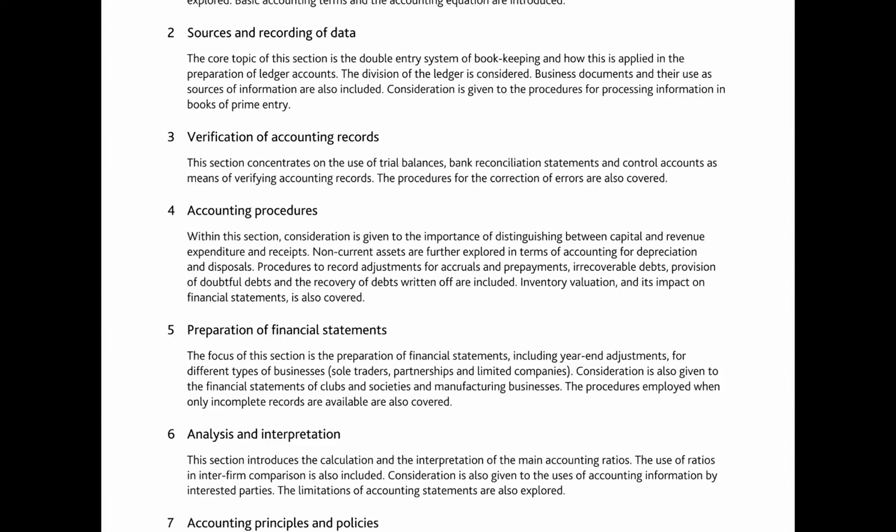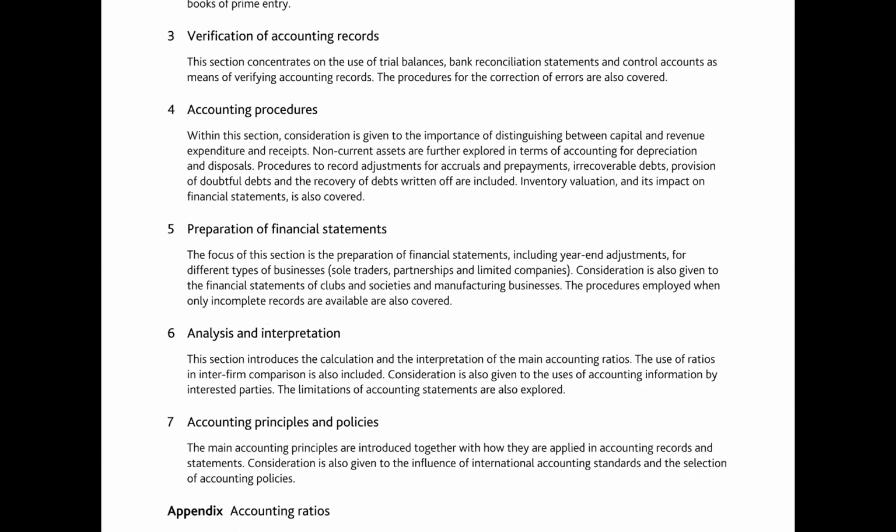What happens is that you make some errors. Accountants may make errors, and I should be able to show you how to correct those errors when they occur. What do you do as an accountant? We'll show you those. And from there, we'll move to the accounting procedure.